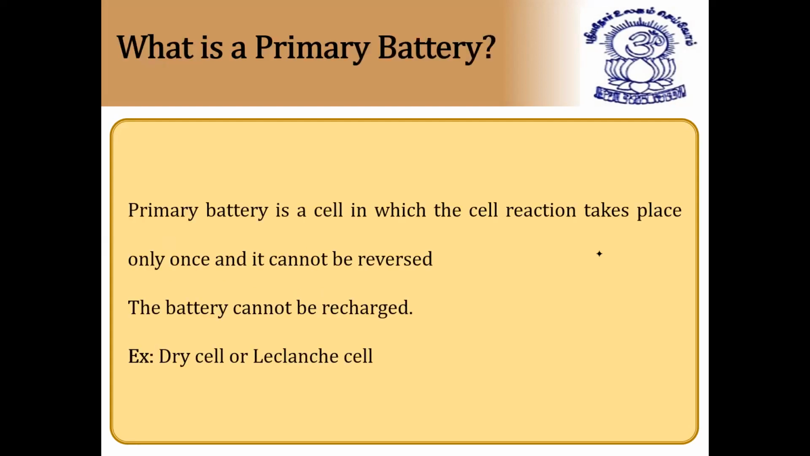What is a primary battery? A primary battery is a cell in which the cell reaction takes place only once and it cannot be reversed. The battery cannot be recharged. Example, dry cell or Leclanche cell. In these batteries, they'll ask what is the electrolyte used and what are the reactions at cathode and anode, etc. That type of questions are important. Only theoretical questions from this topic you will get for the competitive exam. So all the points you have to remember.